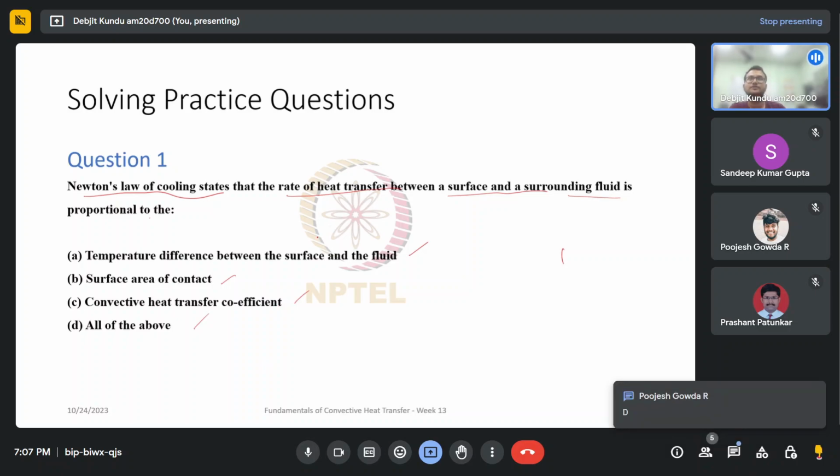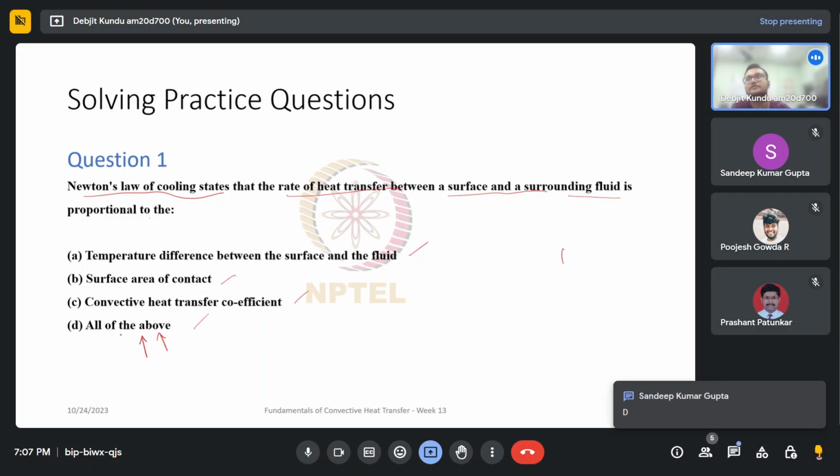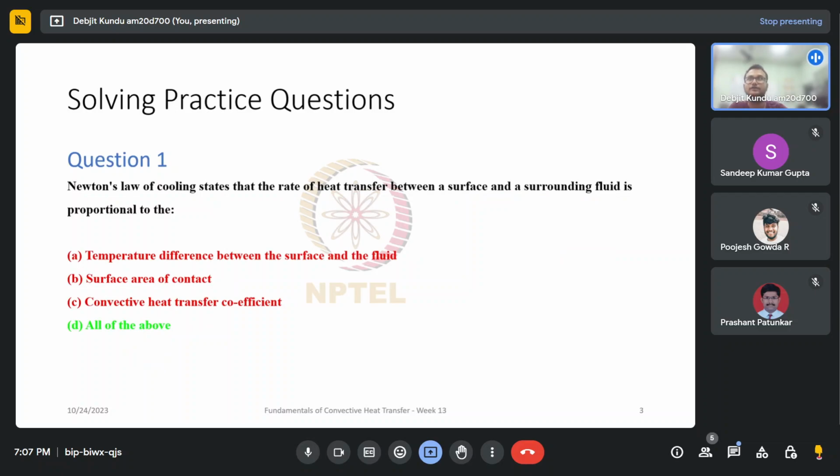So this is from the fundamentals of convective heat transfer. We already have two quick responses in favor of option D. Let's see if we get any more response on this. Yeah, everyone seems to believe that it should be all of the above, and we will quickly have a look at the solution, and it is indeed all of the above.